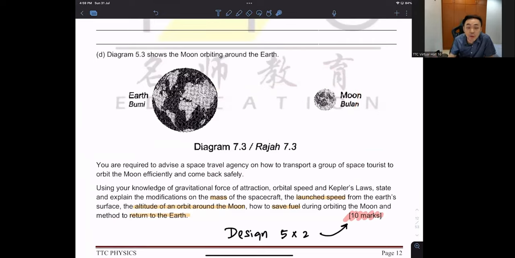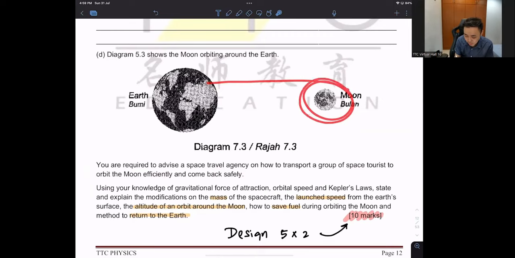Then number one, you don't get sucked towards the moon. Second thing, you need to return to Earth easier. So when the moon attracts you with a smaller force, it is easier to come back. Right or not? And then next one, how do you save fuel? You can just orbit, and then come back. How do you save fuel?